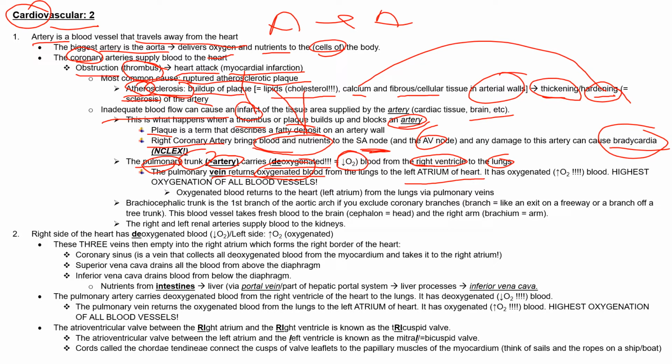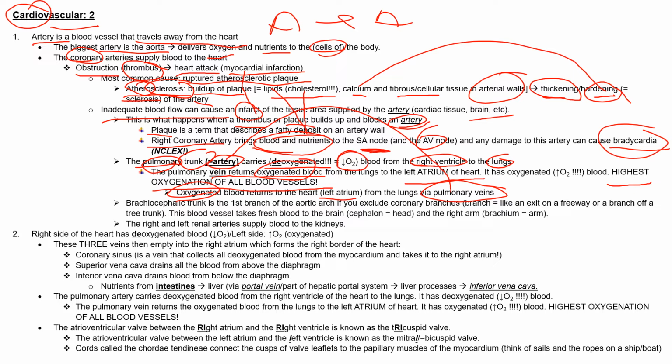So remember that the pulmonary vein has the highest oxygenation content of all the blood vessels. And as unusual as it is that a vein brings oxygenated blood to the heart, that's exactly what happens. Okay, so it's oxygenated blood coming back to the heart, the left atrium, from the lungs. And remember, it's the pulmonary veins versus the pulmonary trunk that divides into pulmonary arteries. Okay?